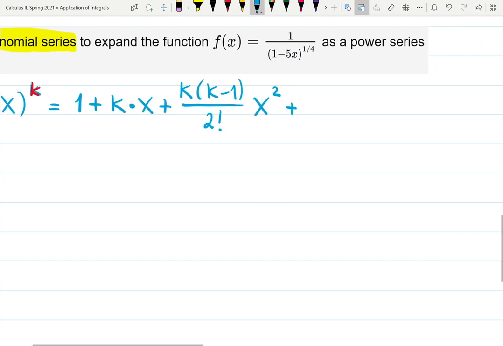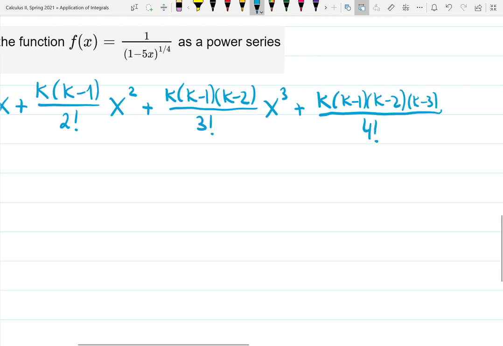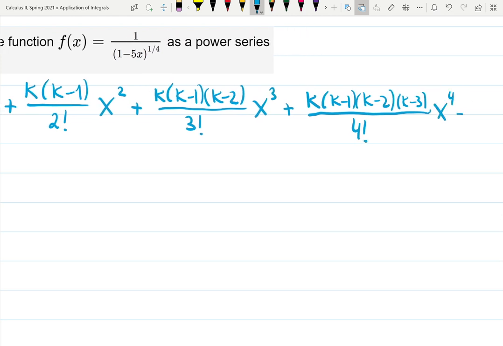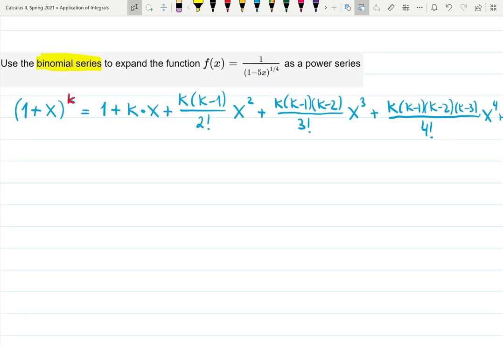Plus, the next pattern will be k, and then k minus 1, and then k minus 2. So you see we keep accumulating the decrease. Divided by 3 factorial, x cubed. Plus k, and then k minus 1, and then k minus 2, and you can guess it's going to be k minus 3 divided by what? 4 factorial, x to the 4. And it keeps going.